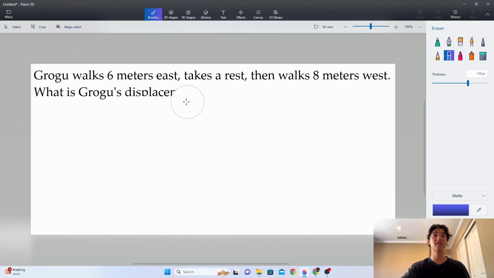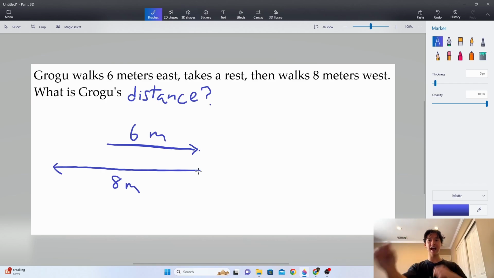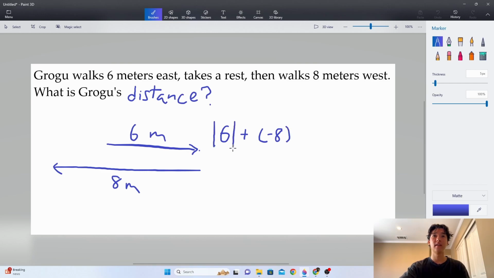So if this was not displacement, but rather distance, now we draw the same thing, 6 meters to the east. At this point, we go 8 meters to the west. So in distance, everything is basically an absolute value. It's 6 plus the negative 8, but in absolute values. So then it ends up just becoming 14.